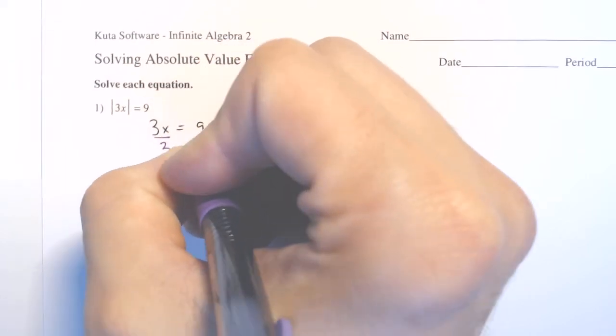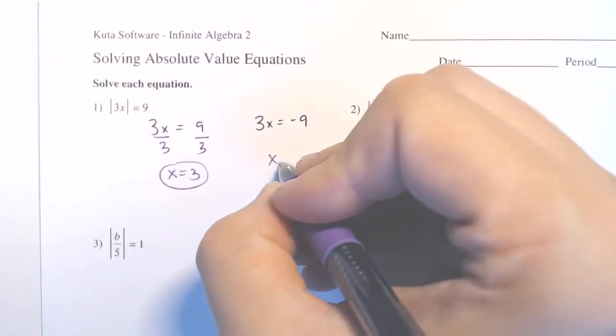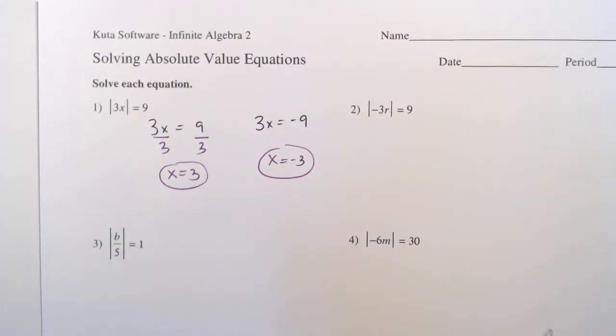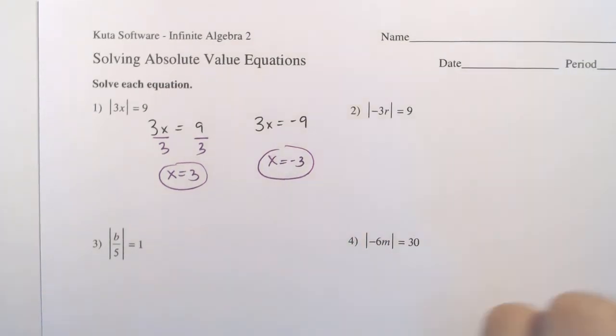Divide by 3, x is equal to 3, and x is equal to negative 3 if I divide by 3 here. And we get two answers. For the majority of these, you are going to get two answers, so that is normal. All right? It's as easy as that, everybody.